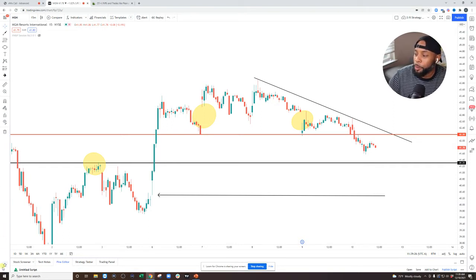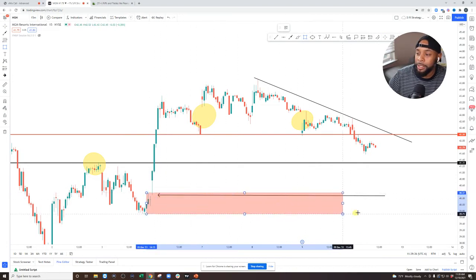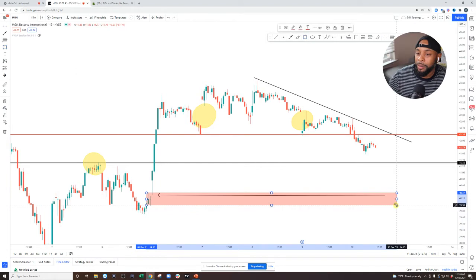Watch this. I'm going to go back to my star because I started this, I saved it, and I'm going back to my rectangle, and I'm going to go and draw a zone right there. Watch this. And that is going to be my demand zone. I'm loving this zone because price has not been back here.